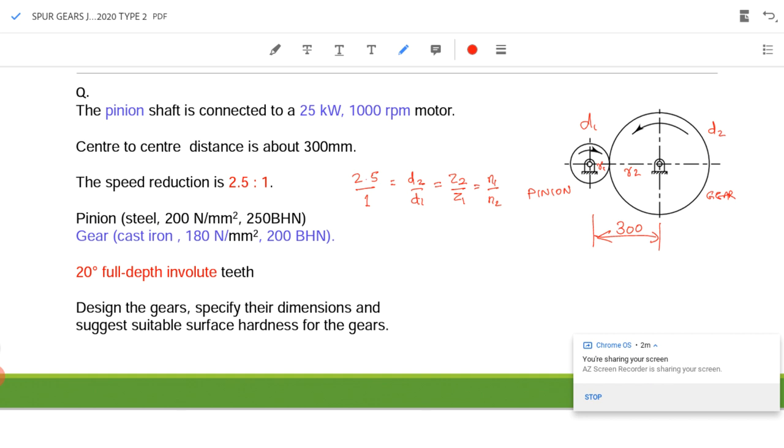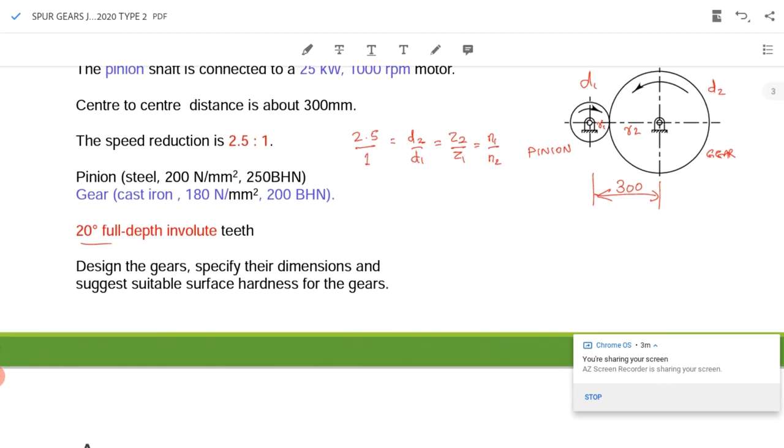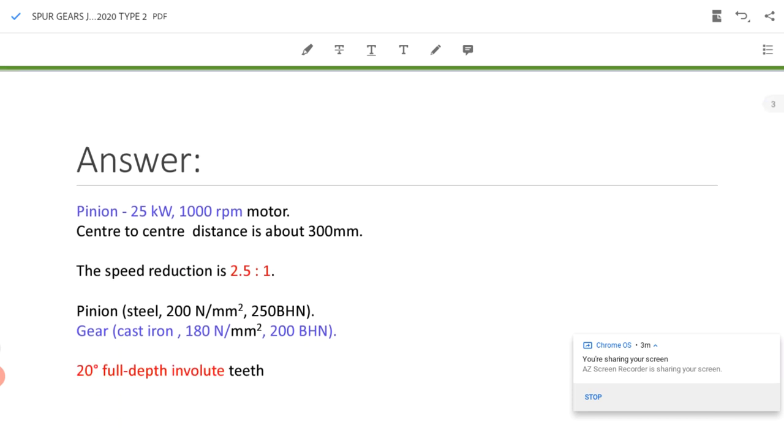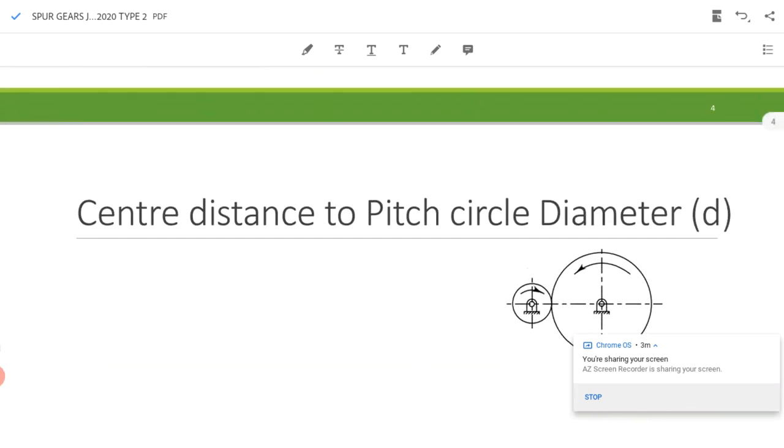Material is already given. Pinion made of steel, 200 N/mm², 250 BHN; gear made of cast iron, 180 N/mm² with 200 BHN. Teeth are of 20 degree full depth involute, this is the pressure angle. Design the gears. So we'll see each step by step. Write all the given details.